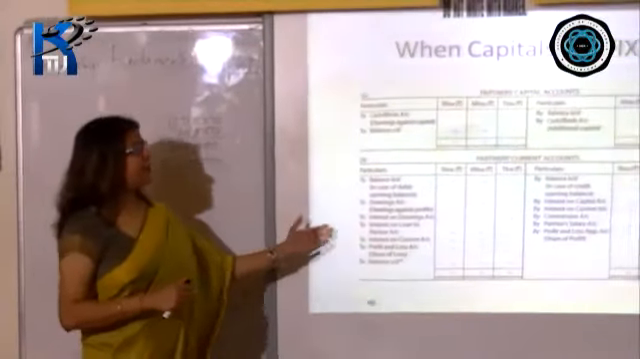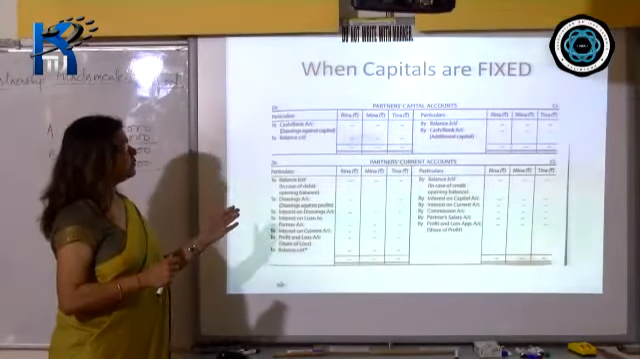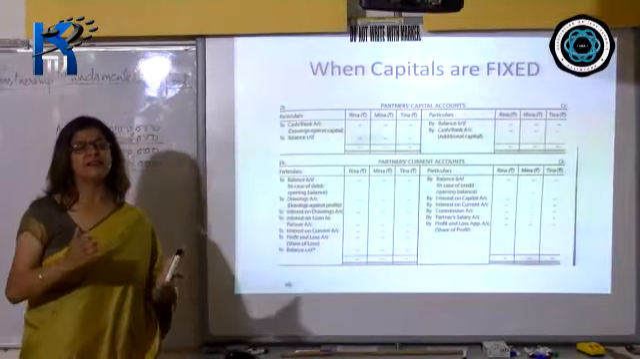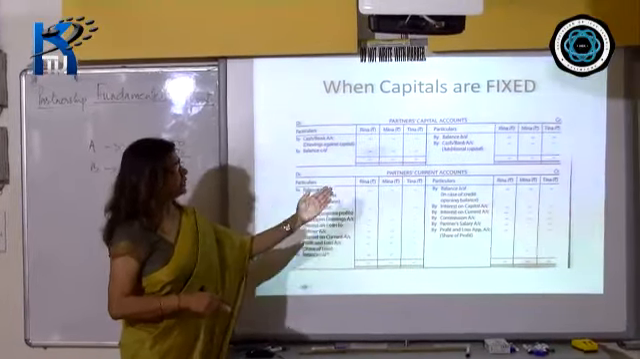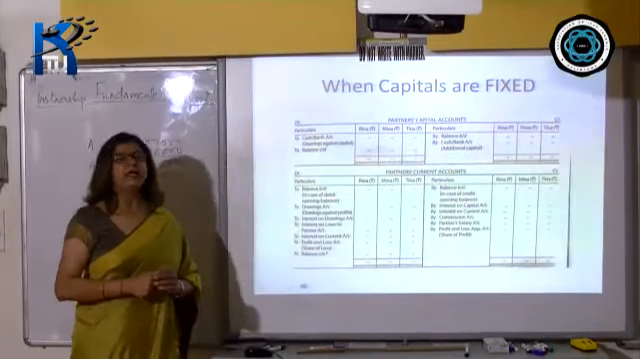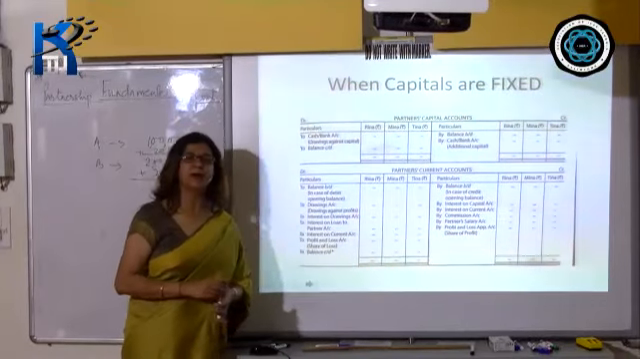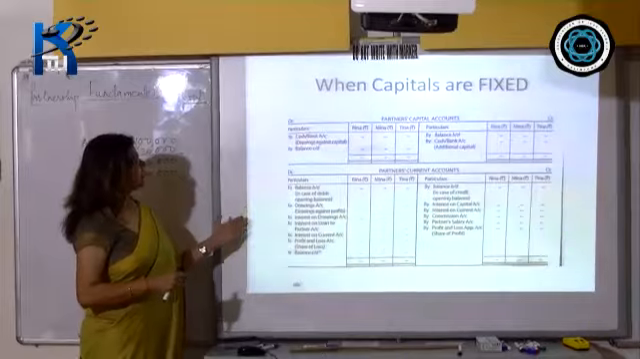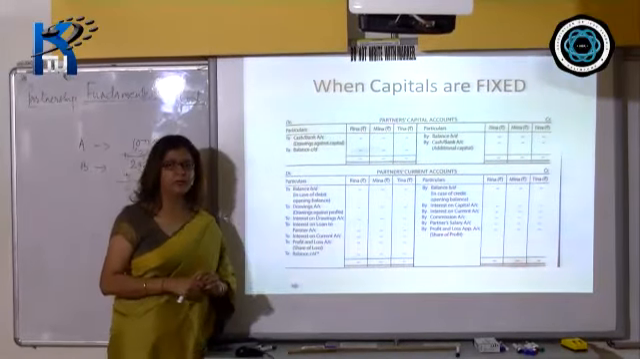Now, what do we mean by current accounts? Supposing in the question, the balances of current account are given. The balance of current account, if given, will go in the current account. If it's a credit balance, it is written on the credit side as by balance brought down. If it is a debit balance, it is written on the debit side as to balance brought down.